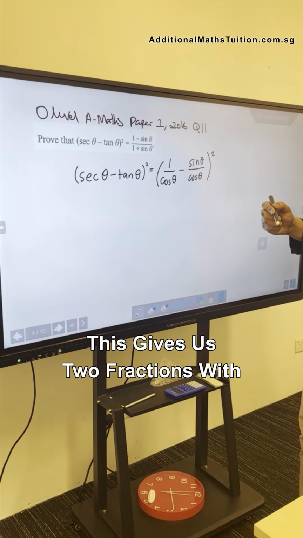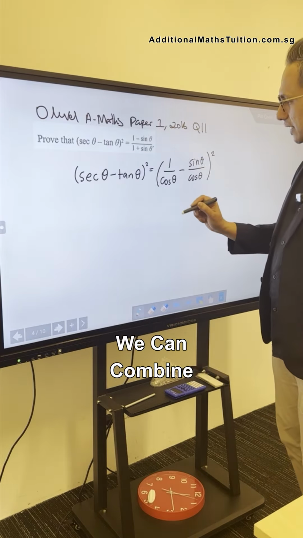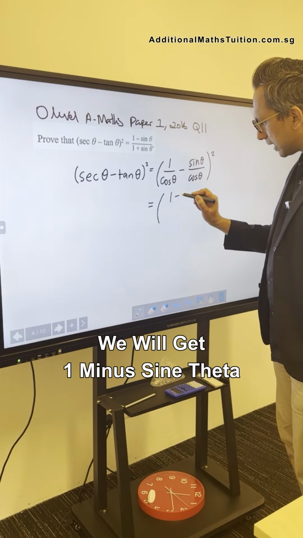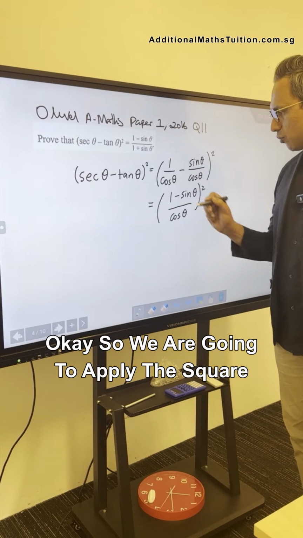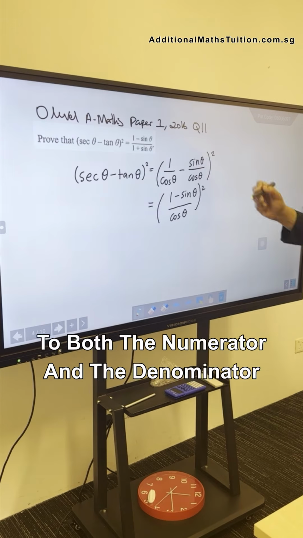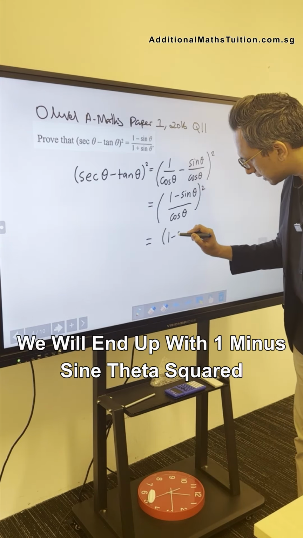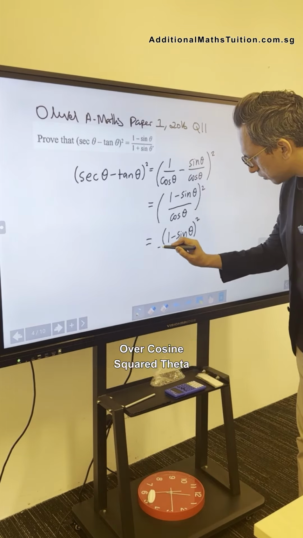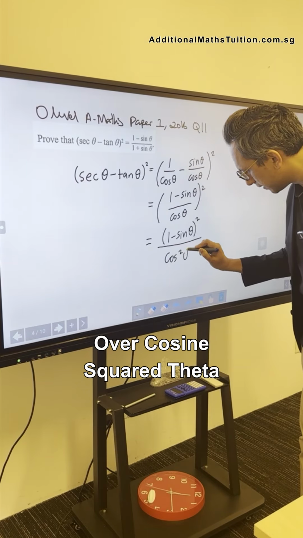This gives us two fractions with both denominators being cosine theta. We can combine these two fractions into a single fraction. We will get 1 minus sine theta over cosine theta. Okay, so we're going to apply the square to both the numerator and the denominator. We will end up with (1 minus sine theta) squared over cosine squared theta.